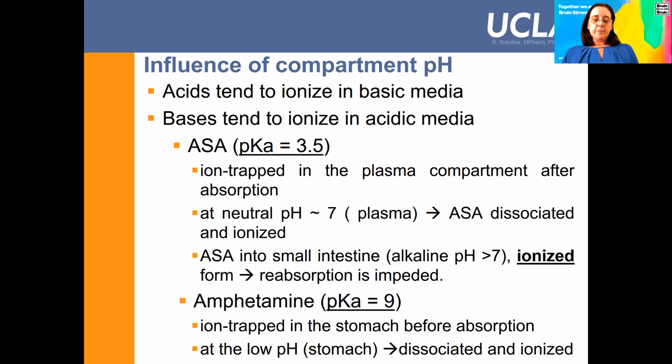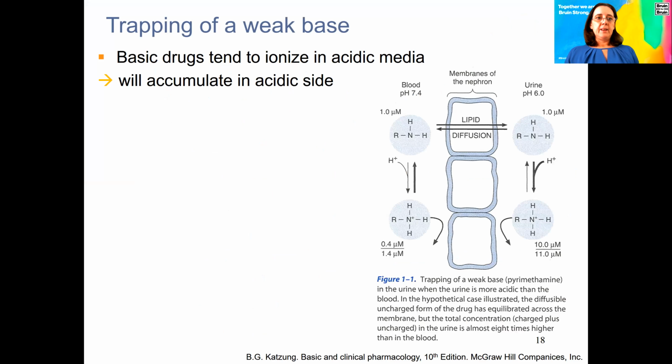Now you see amphetamine, which is more of a basic drug, is going to be ion trapped in the stomach at low pH. It's going to be dissociated and ionized. And as I said, if you have a toxicology problem with amphetamine, somebody who's overdosing on some street drug, this is more relevant than saying the amphetamine is going to be ion trapped in the stomach.